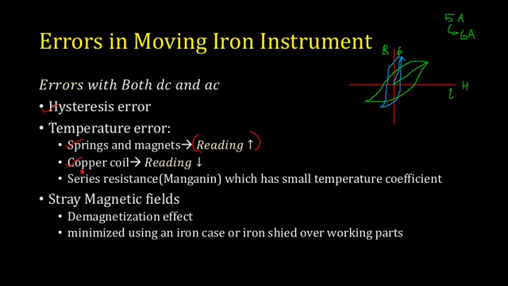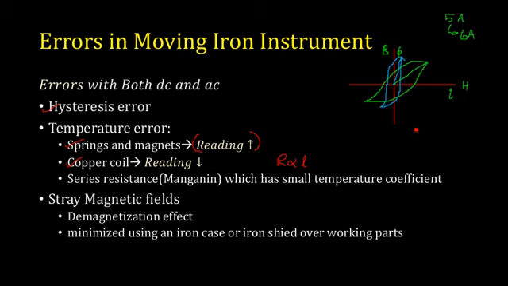Now in case of the copper coil, as the temperature increases, the copper coil expands and the length increases, and it will be directly affecting the reading. As the length increases, the resistance changes, so you'll have a different reading. There will be a change in the resistance. R is proportional to L, so resistance increases and you will have a difference in reading. Now this effect is more prominent in case of voltmeters.